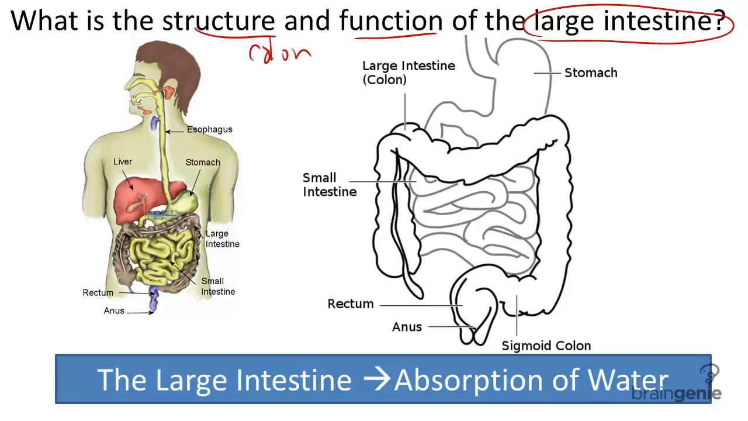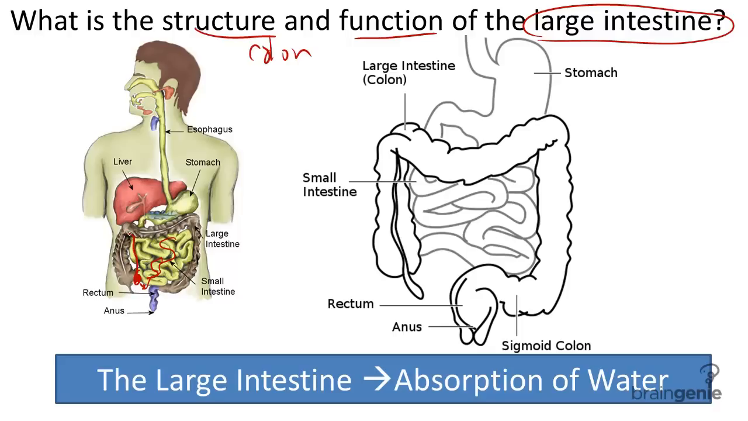The first part connects to the small intestine over here. I guess you could say that the large intestine is an extension of this pathway of digested material through the alimentary canal. But it has a very different structure than the small intestine.